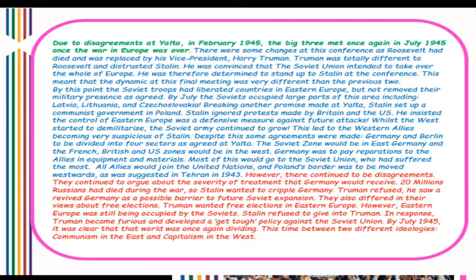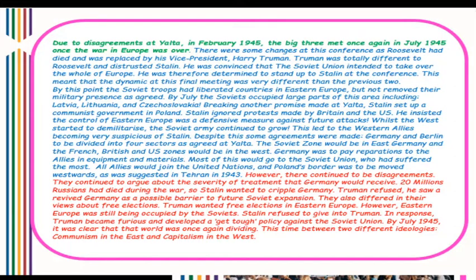There were some changes at this conference as Roosevelt had died and was replaced by his vice president, Harry Truman. Truman was totally different to Roosevelt and distrusted Stalin. He was convinced that the Soviet Union intended to take over the whole of Europe. He was therefore determined to stand up to Stalin at the conference. This meant that the dynamic at this final meeting was very different than the previous 2.